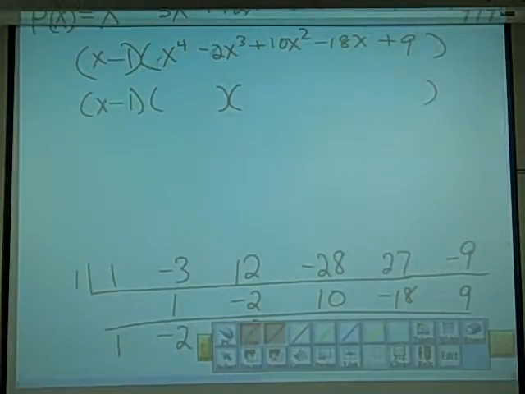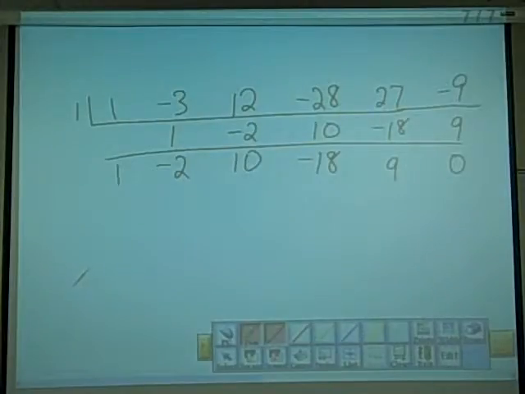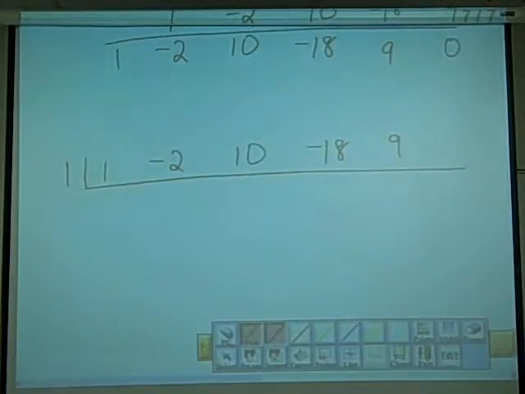So our quotient is now going to be our dividend. We're going to put 1 for our divisor again, and what was our quotient is now our dividend. So we're going to put 1, negative 2, 10, negative 18, 9. You never put the remainder in there, right? Just the quotient. Okay, so we're going to try that. 1, and if it is a factor, guess what we should get here? That's right, we should get 0 for a remainder. Let's see if we do.